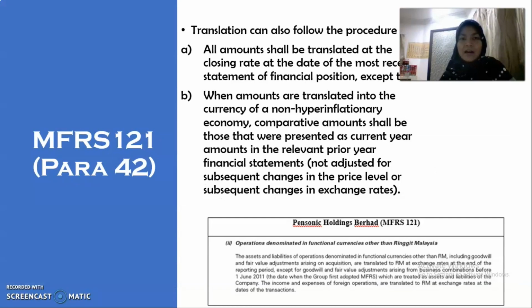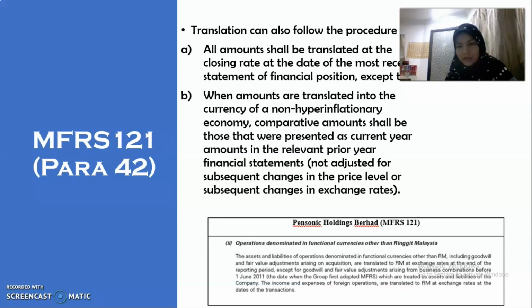But there is additional information in MFRS 121 under paragraph 42, where the translation can also follow the procedure that all amounts shall be translated at the closing rate at the date of the most recent statement of financial position, except that when amounts are translated into the currency of a non-hyperinflationary economy, comparative amounts shall be those that were presented as current year amounts in the relevant prior year financial statements.